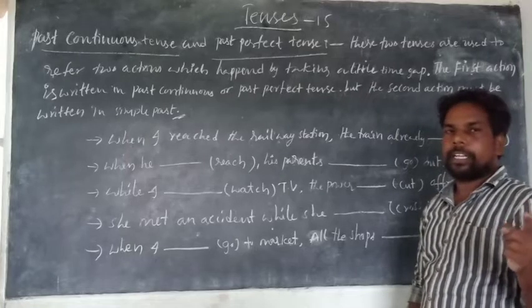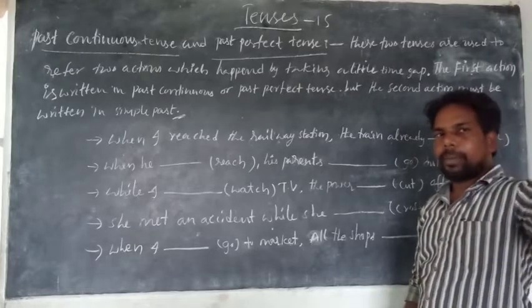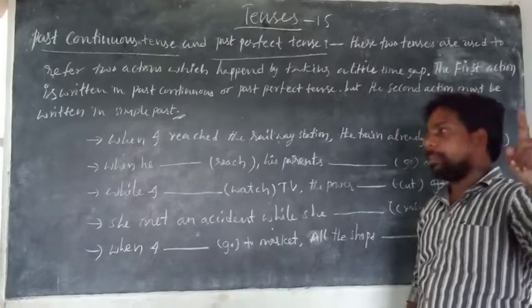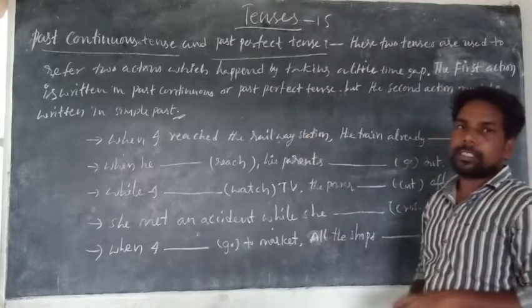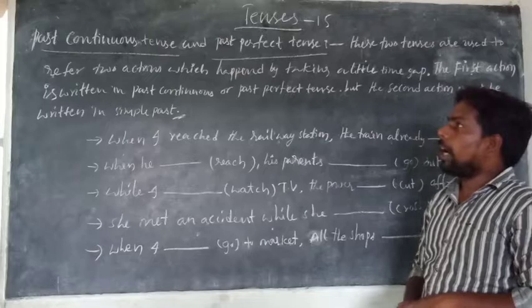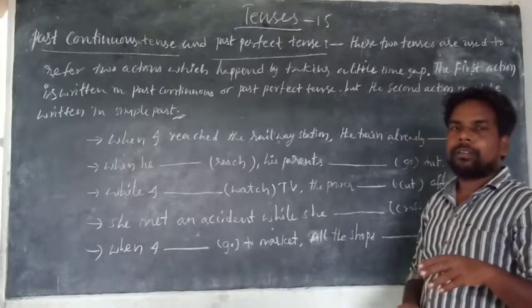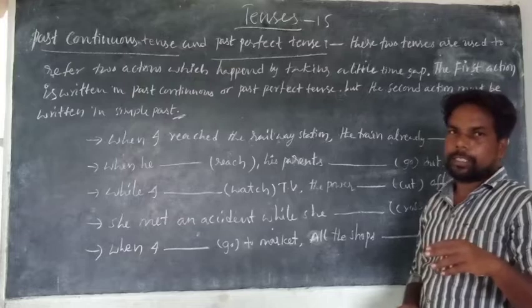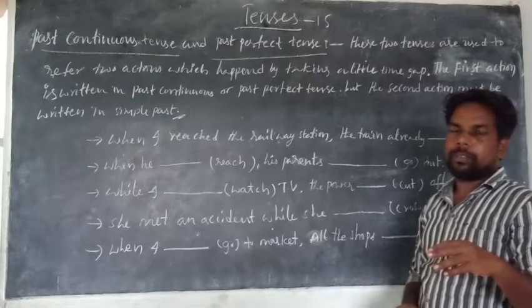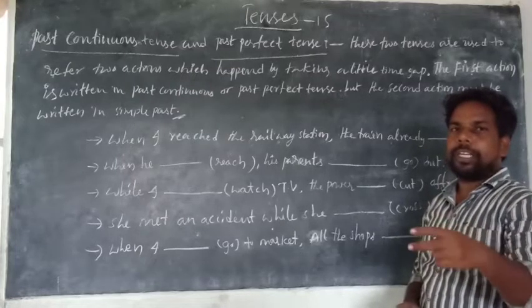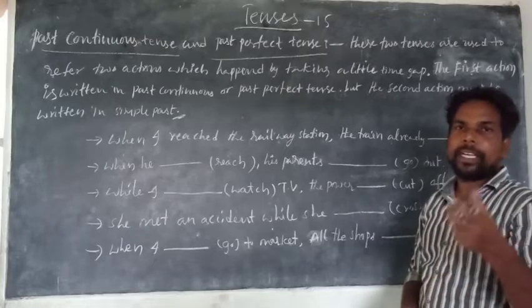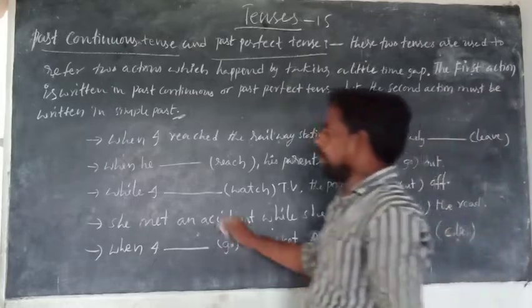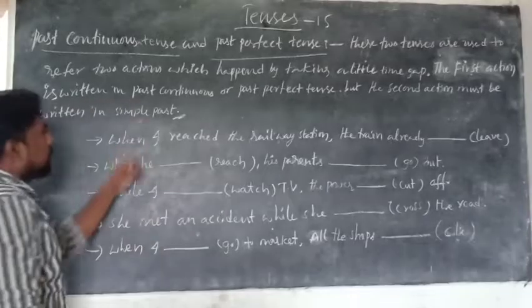In the last session I explained past perfect. Past perfect tense indicates only one action. Even the past continuous tense indicates one action. But here in this class I explained where we use past continuous and past perfect. These two tenses are used to indicate two actions with a little time gap. Okay, these are the examples.